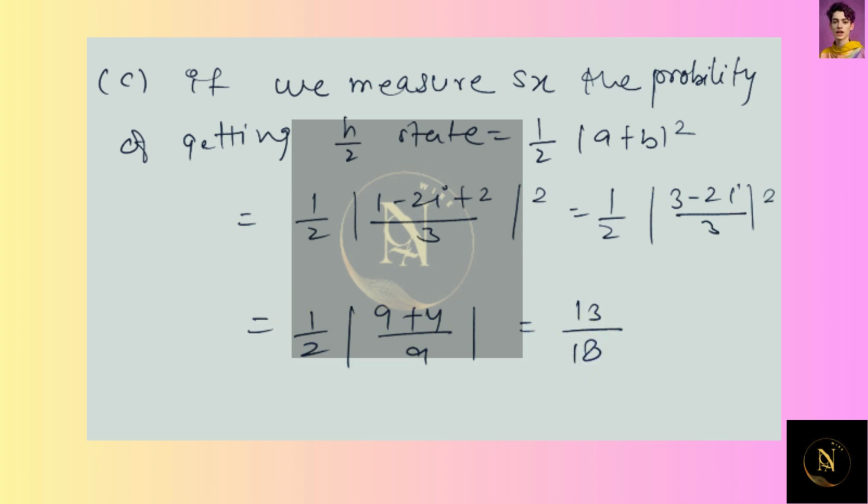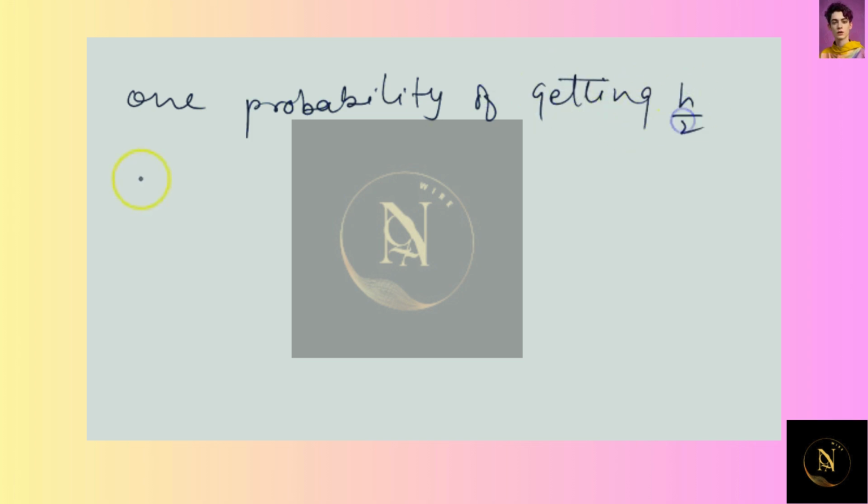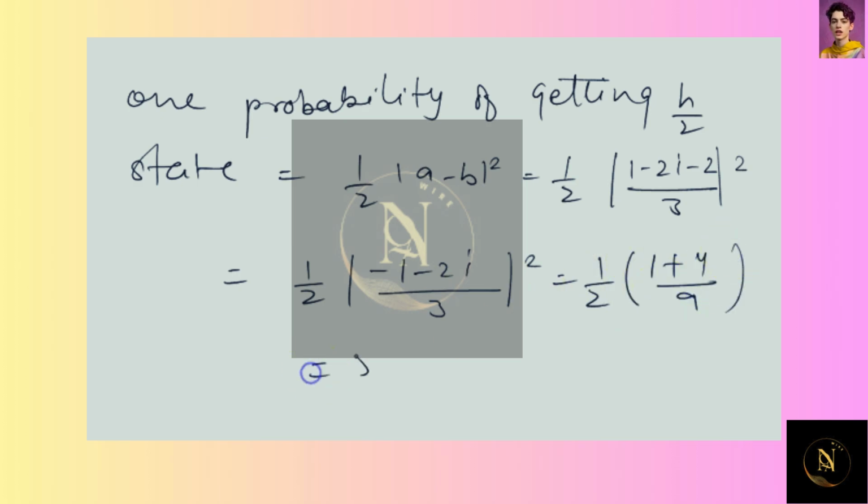The other probability, of getting the minus h by 2 state, equals 1 by 2 into mod of (a minus b) squared, which is 1 by 2 into mod of (1 minus 2i minus 2) divided by 3, squared. So this equals 1 by 2 into (1 plus 4) by 9, which equals 5 by 18.